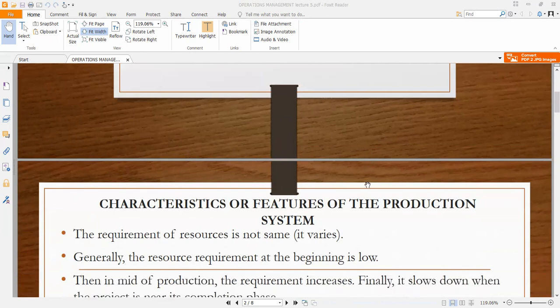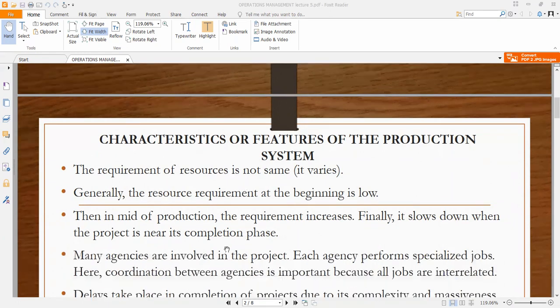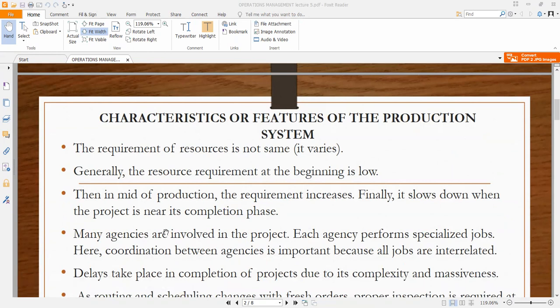One, we are saying that the requirement of resources is not the same, it varies. Here we are saying that the resources at the beginning of the production or the manufacturing of a good are very low. Then in the middle of the production the requirement increases, and finally it slows down when the project is near its completion phase.